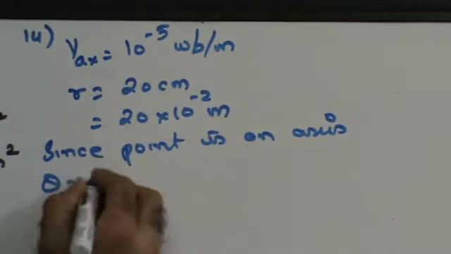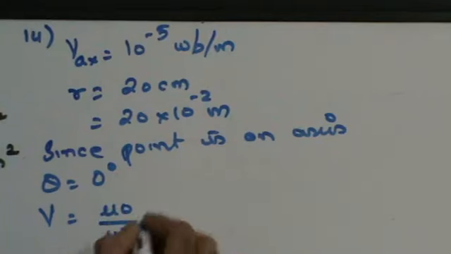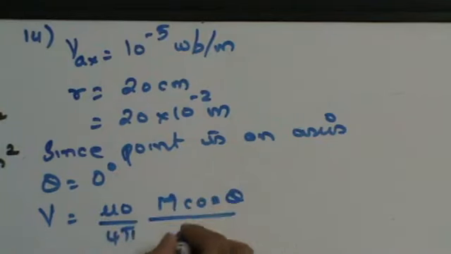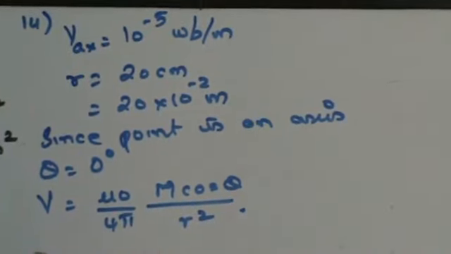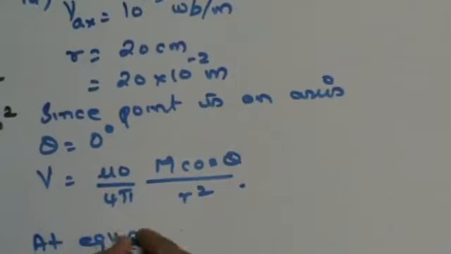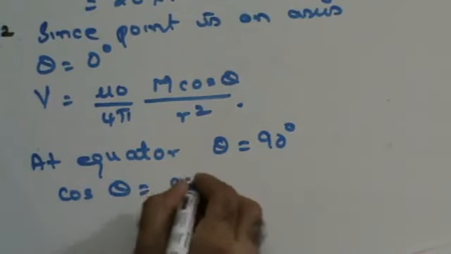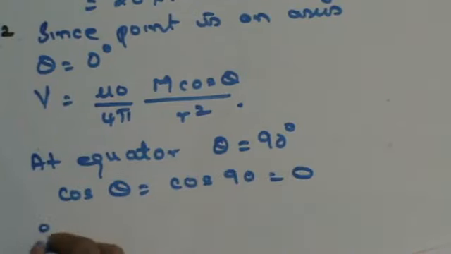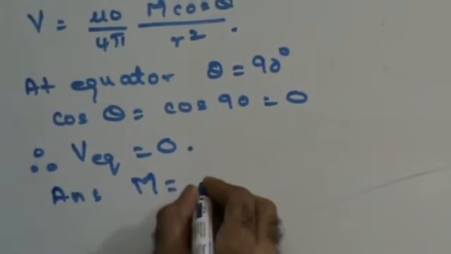Since the point is on axis, theta will be 0 degree. Magnetic potential is nothing but mu 0 upon 4 pi m cos theta upon r square. V is given to you, so you should be able to get the magnetic moment they've asked you to find out. Now at the equator, theta will be 90 degree and cos theta will be cos 90, which is 0. Therefore, magnetic potential along the equator will be 0. The answer for this sum: magnetic moment should be 4 ampere meter square.